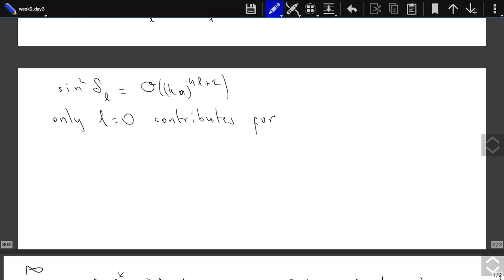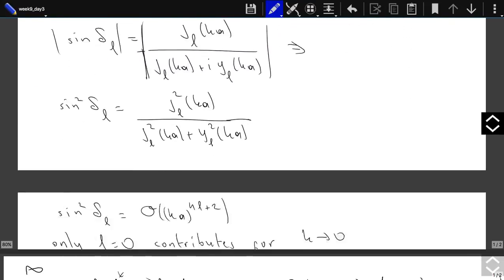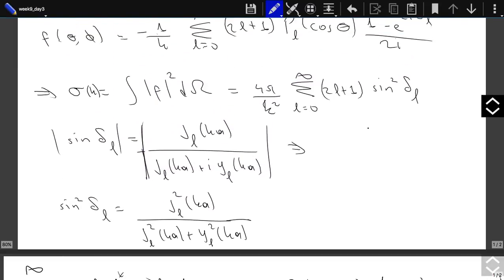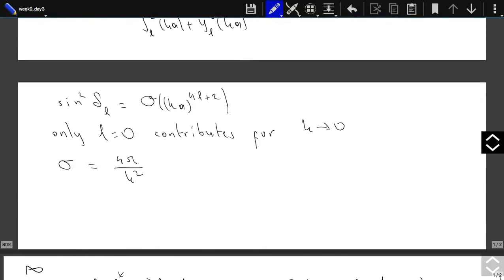For the k going to 0 limit, the total cross-section we obtain is 4 pi over k squared. Now the L equal to 0 term, 2L plus 1 is just 1, and sine squared delta L is just k times a squared. So this is how we obtain 4 pi a squared. So at low energy scattering, the quantum cross-section is larger than the actual cross-section of the object. Now we can study the other limit.